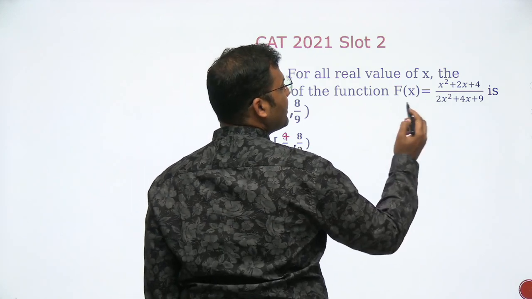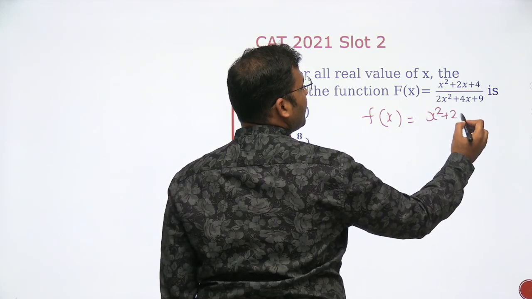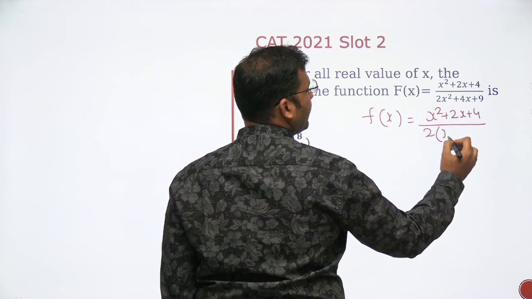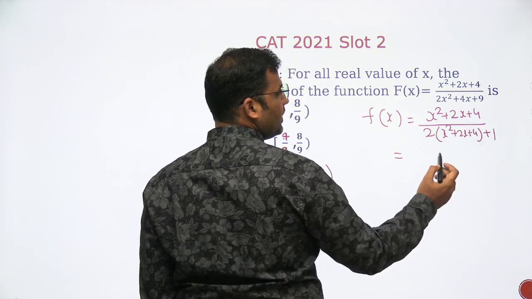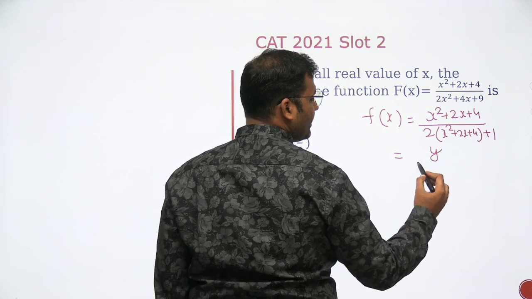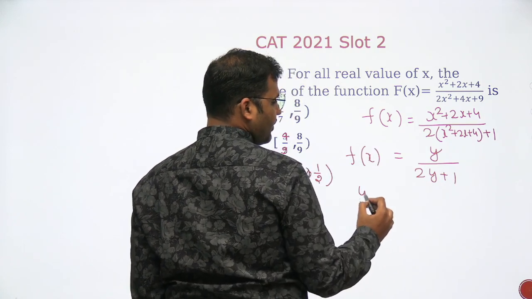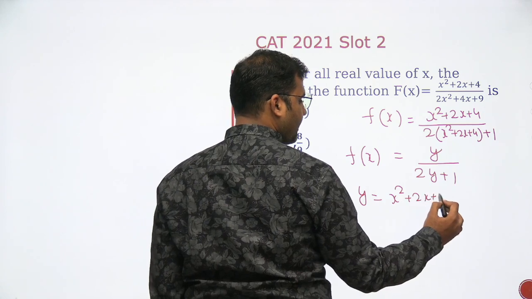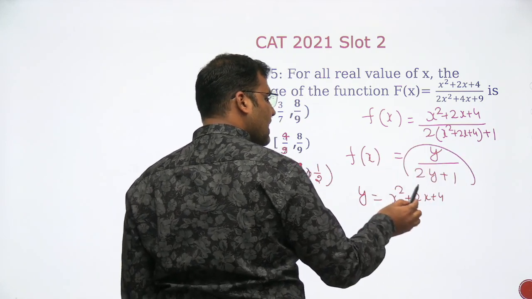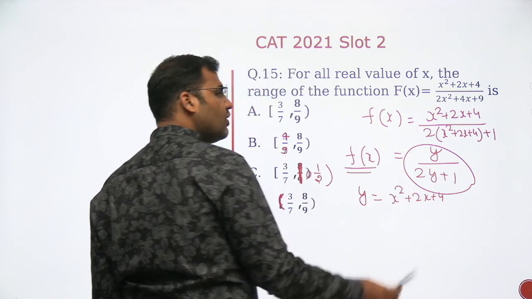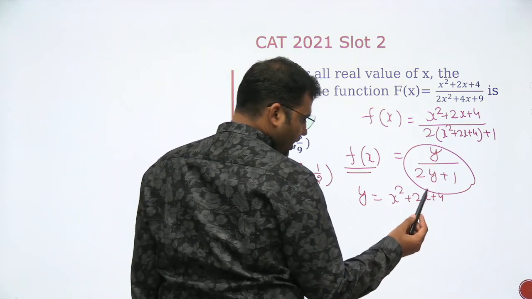Now, if you observe this function carefully, you see that I can write down this number as x square plus 2x plus 4 divided by 2 times x square plus 2x plus 4 plus 1. Now, if I take x square plus 2x plus 4 as, let's say, another variable y, this whole function is now y upon 2y plus 1, right? Where the value of y is x square plus 2x plus 4. Now you see that if I want to find out the range of this function, that means I need to find out the minimum value of function f of x as well as the maximum value of this function f of x.